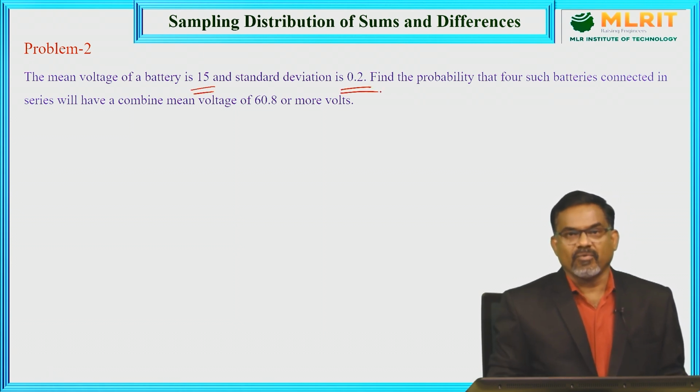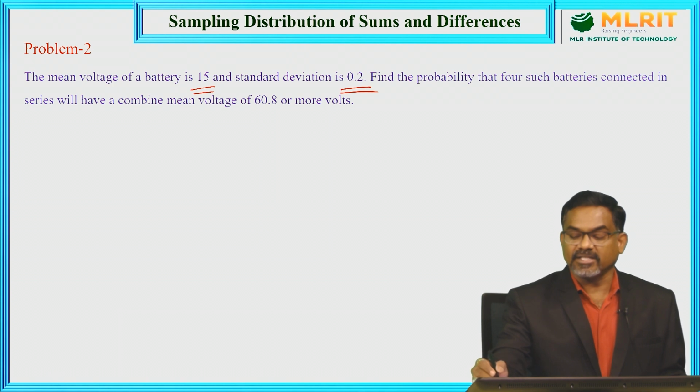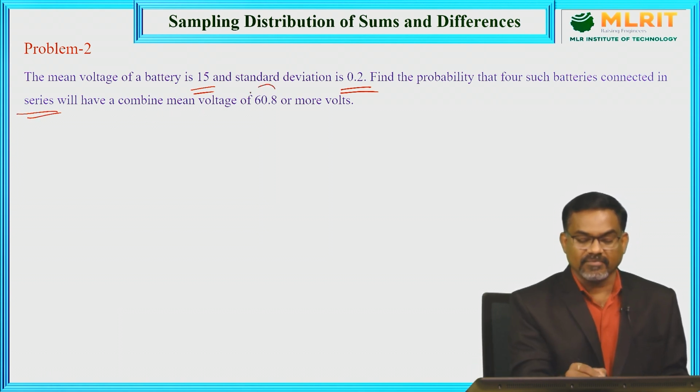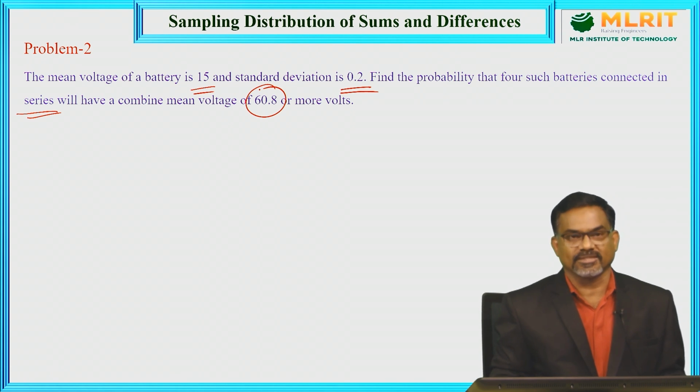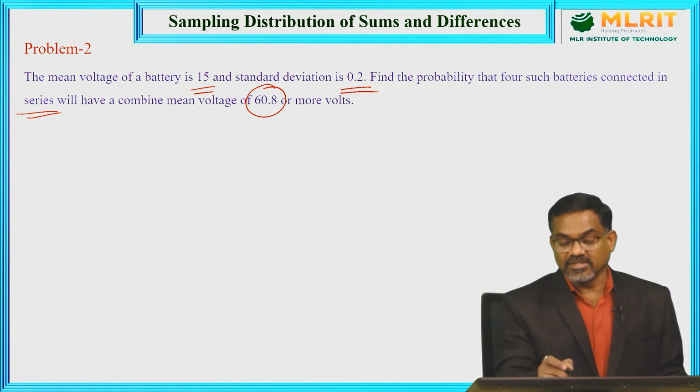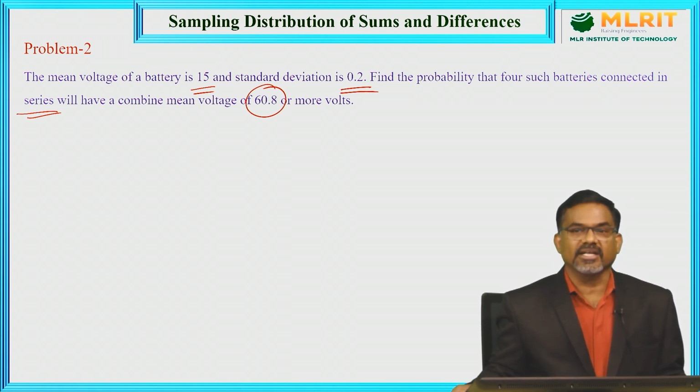volts. Find the probability that 4 such batteries connected in series will have a combined mean voltage of 60.8 or more volts. So again I repeat, the mean voltage of a battery is 15 and standard deviation is 0.2. Find the probability that 4 such batteries connected in a series will have a combined mean voltage of 60.8 or more volts.